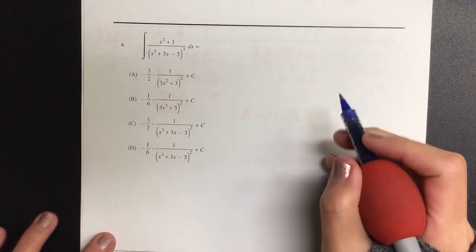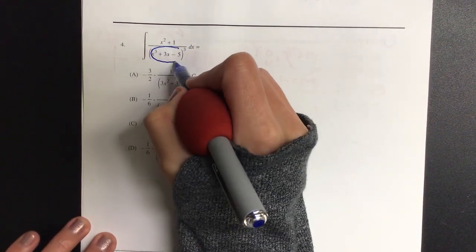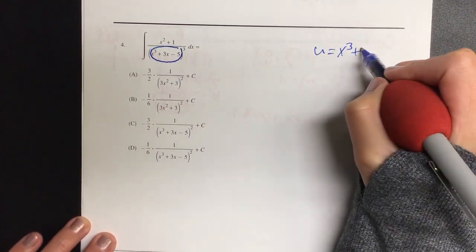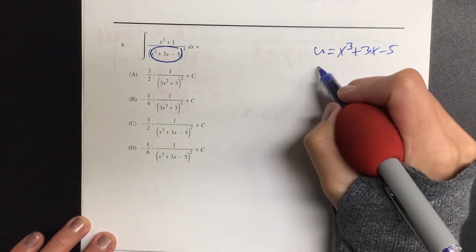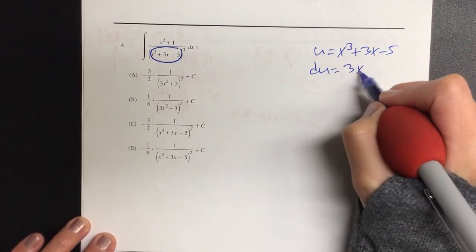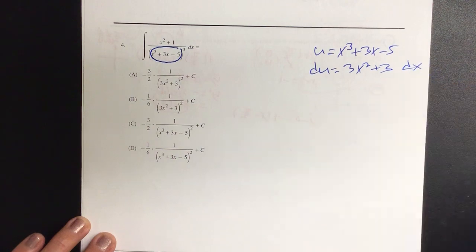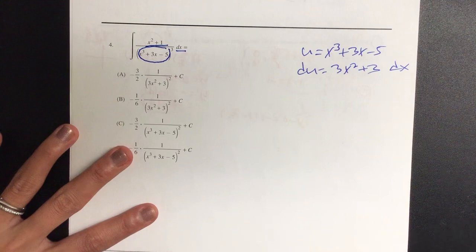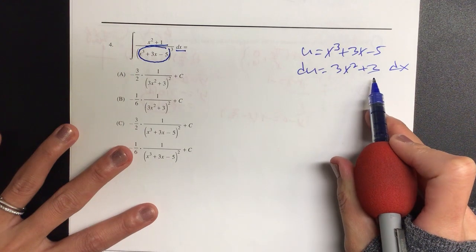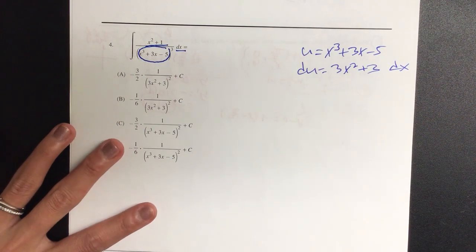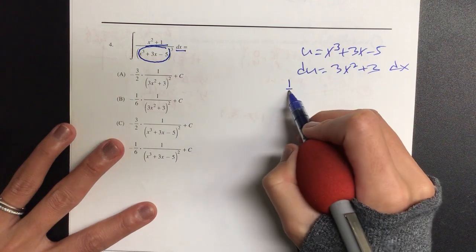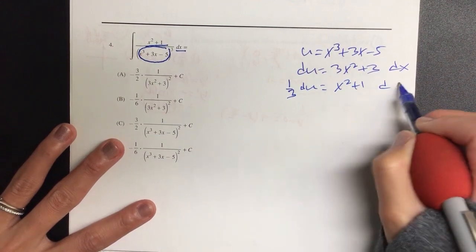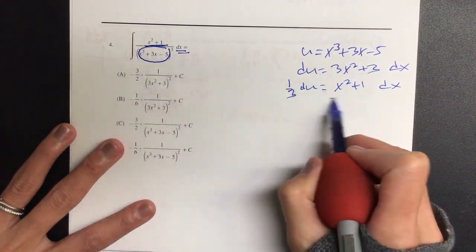Okay, so on number 4, we want to let u become the bigger power. So we have u is equal to x cubed plus 3x minus 5. So du is equal to 3x squared plus 3 dx. The problem is, my goal is to get to x squared plus 1 dx. So can I factor out a 3? Yeah? So I could factor out the 3 and also divide it by that number. So I'm going to do a 1/3 du is equal to x squared plus 1 dx. And I have that exactly on there.